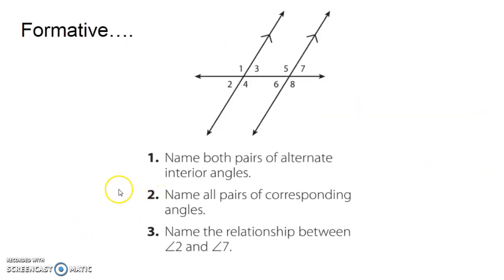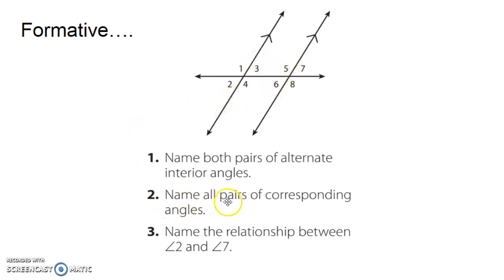So now, we already did this, but we're going to go through it again. Name both pairs of alternate interior angles. Well, we know that 4 is one, and if 4 is one, then 5. 4 and 5 go together. And 6 and 3 go together.